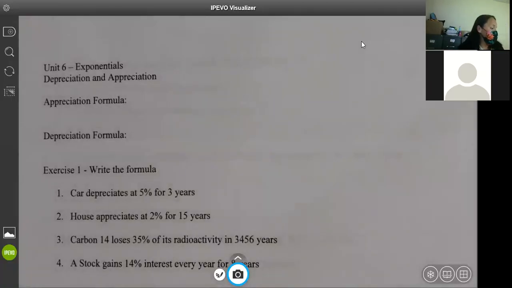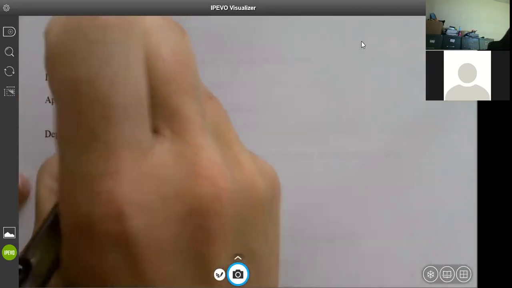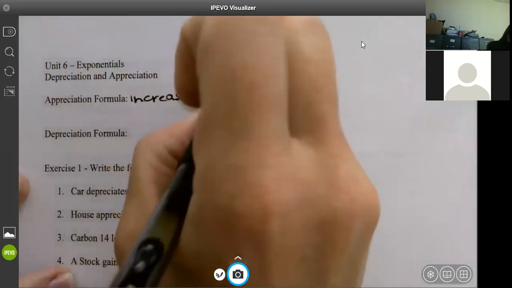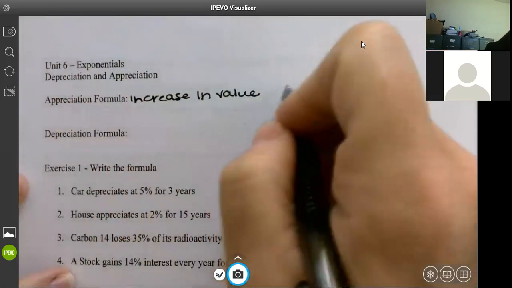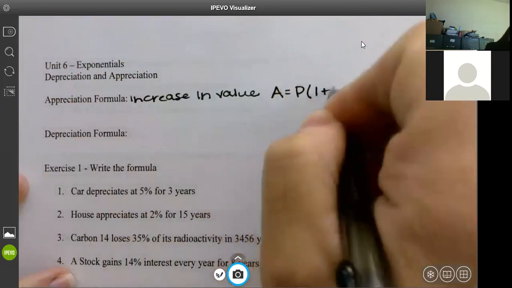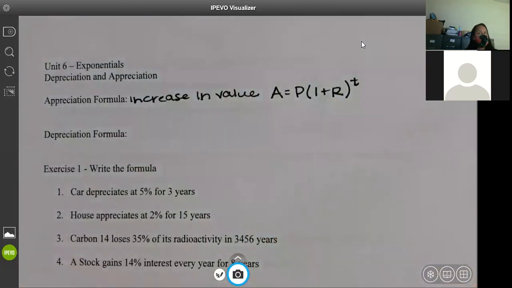All right, we're going to go ahead and get started, and we're doing today depreciation and appreciation, which is almost the same thing as sales tax and discount. So the formula that you learned yesterday is the same formula that you're going to learn today. So appreciation is an increase in value. And the formula looks like this: A equals P times 1 plus R to the T.